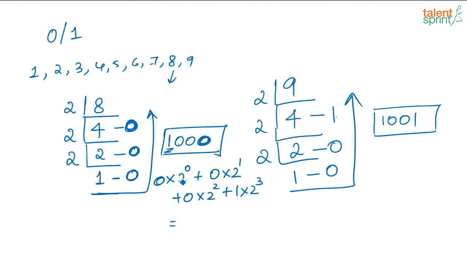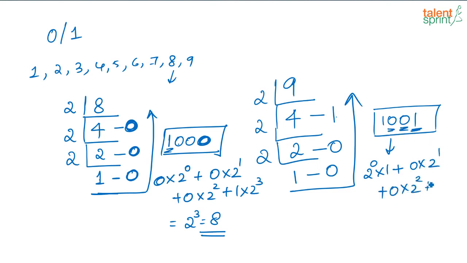Add up all this. So, what will come here? All these will be 0 and I will have 1 into 2 to the power 3. So, 2 cube or 8 is the conversion of this binary number to decimal system. Same way, here, units place: 2 to the power 0 into 1 plus 0 into 2 to the power 1 plus 0 into 2 square plus 1 into 2 cube. Add up all this, you will get 9. So, this is how you convert a binary number to a decimal number.